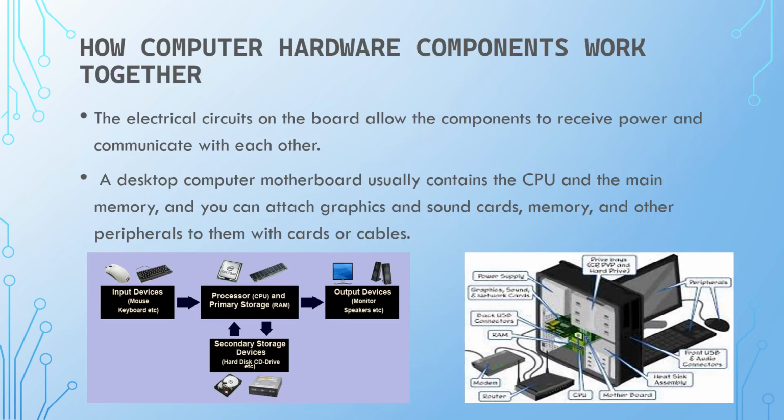Next, how computer hardware components work together. The electrical circuits on the board allow the components to receive power and communicate with each other. The desktop computer motherboard usually contains the CPU and the main memory, and you can attach graphics and sound cards, memory, and other peripherals to it with cards or cables.